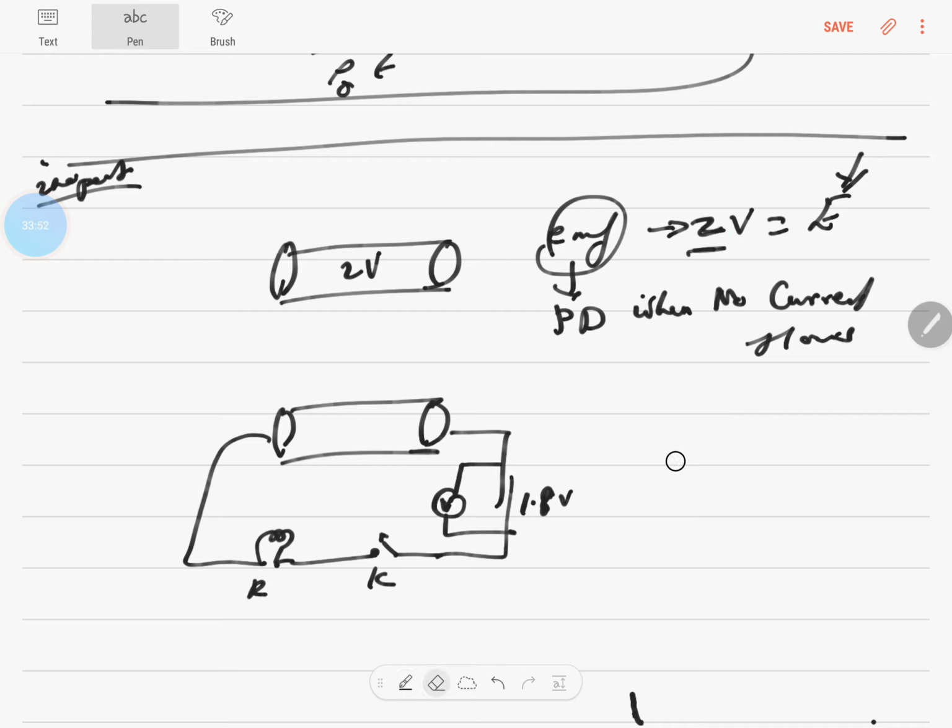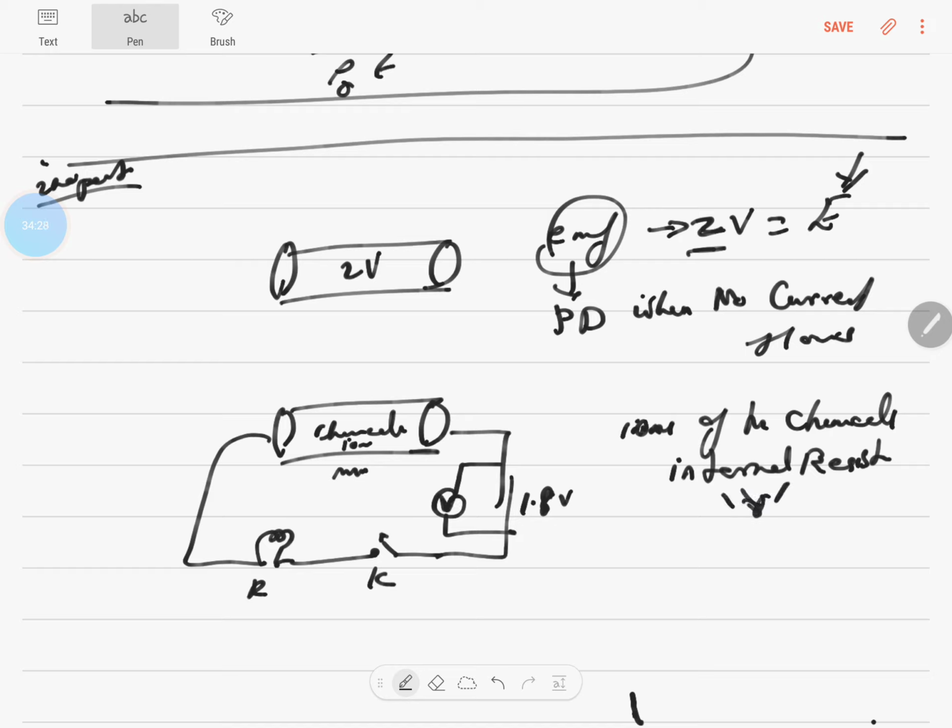When actual current starts flowing, the internal resistance of the battery comes into play. Every battery has an internal resistance because there are chemicals inside, and the ions of the chemicals will collide with each other and offer resistance, and so there is an internal resistance, which is small r.